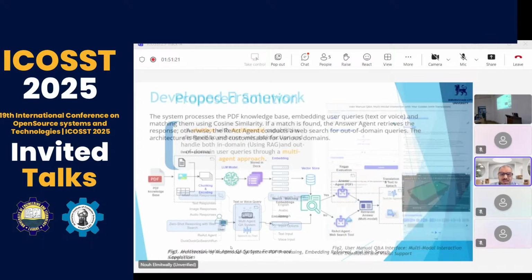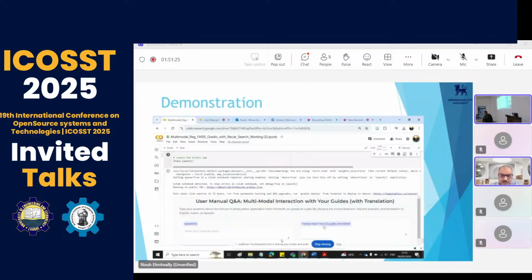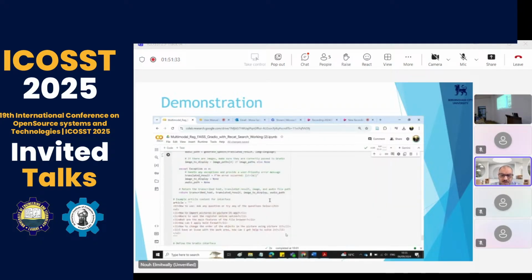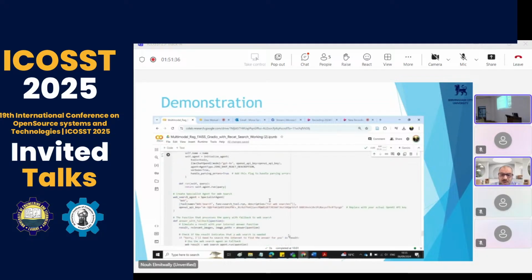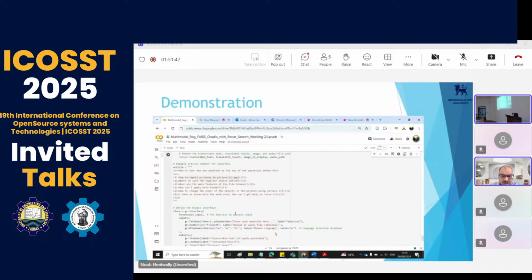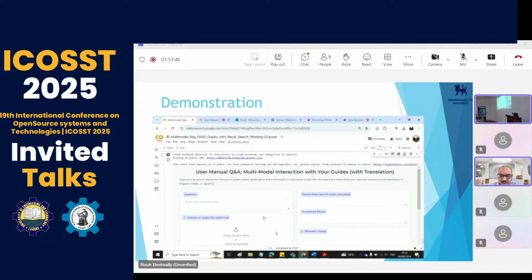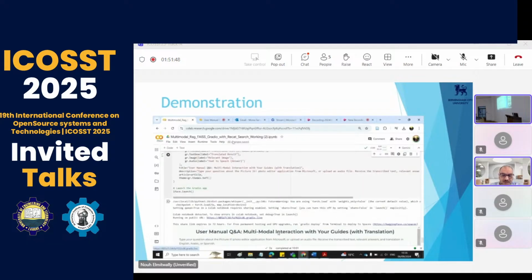Let's move to the second slide for a bit of demonstration. This screenshot shows the interactive user interface, part of a demonstration environment. As you can see, a user has typed a question on how to create an animation, and the system processed this query and provided a detailed explanation.